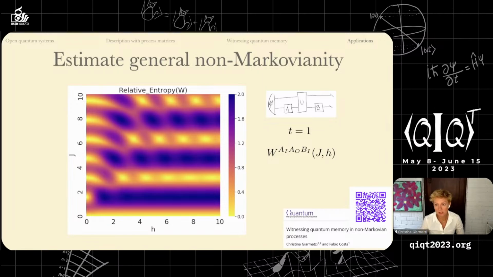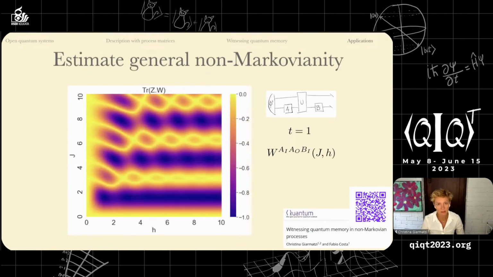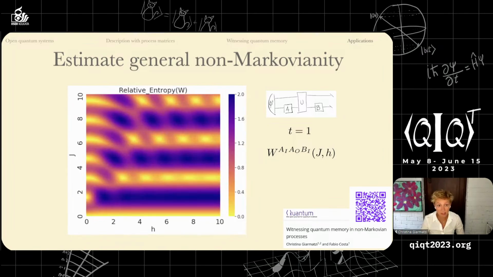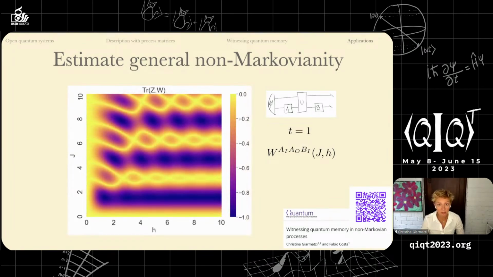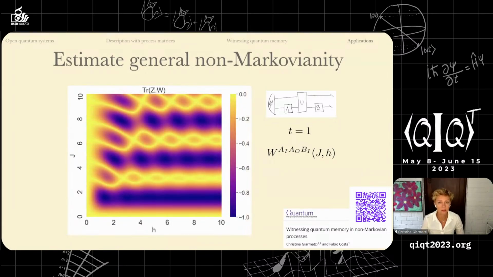And this is a paper where we published that. Yeah, this is how you see the two things. So every pixel is the same process matrix. And here is general non-Markovian, everything that is not yellow, and general quantum non-Markovian, again, everything that is not yellow. Any questions so far before I go to the experiments?